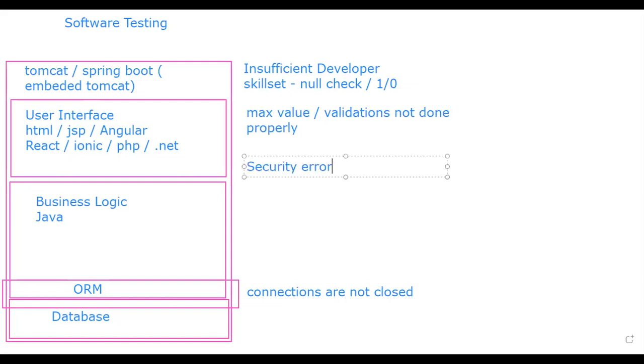Security errors: hacking, the system is not protected enough against hacking. The DB is open for hacking again, on the DB side.